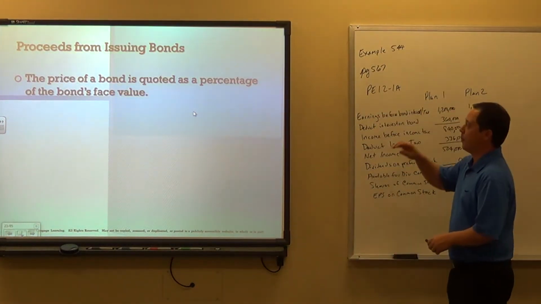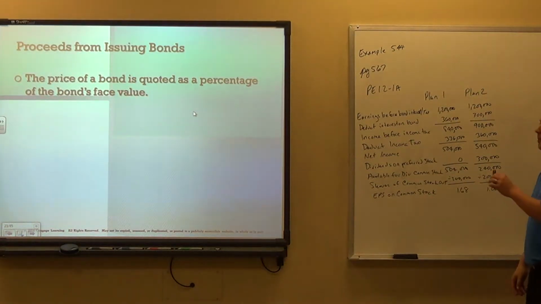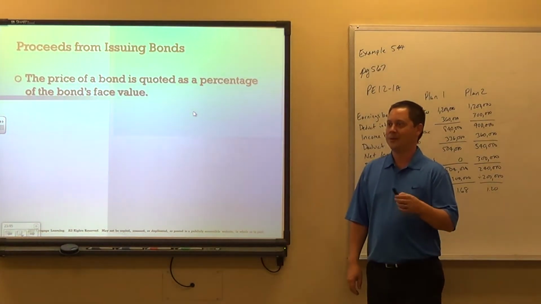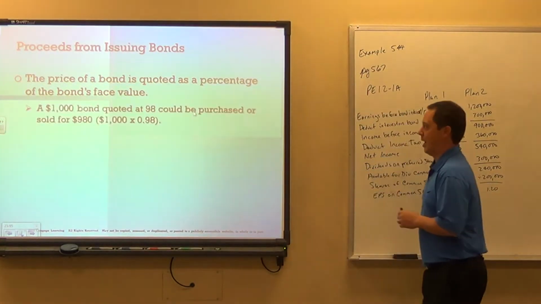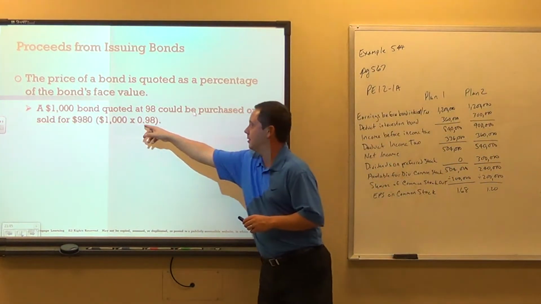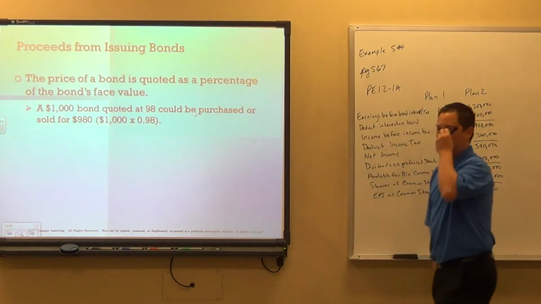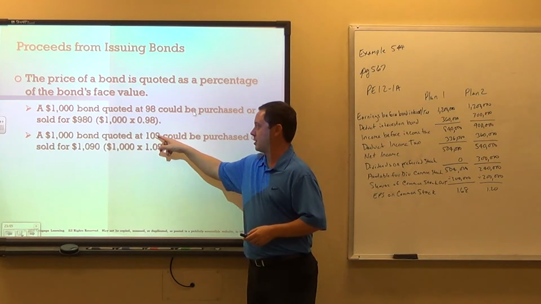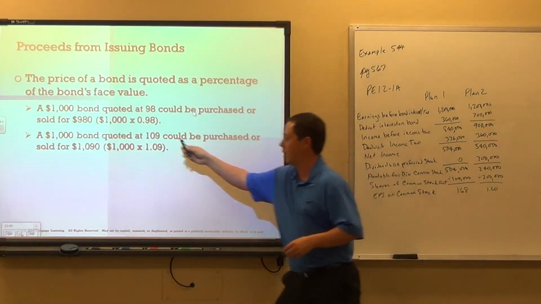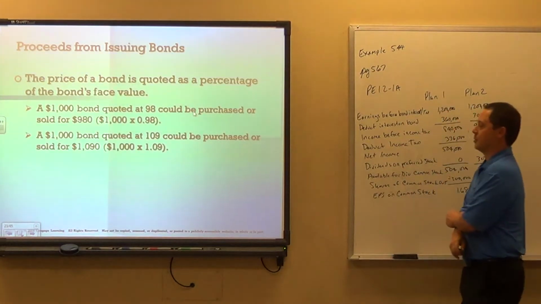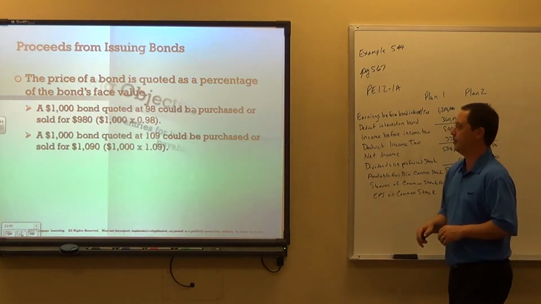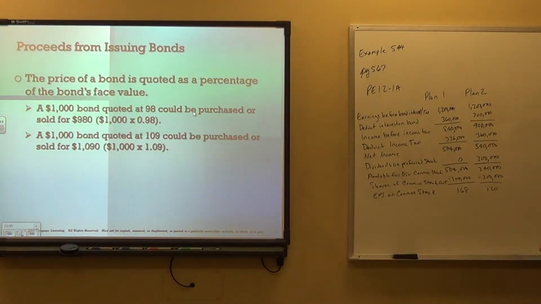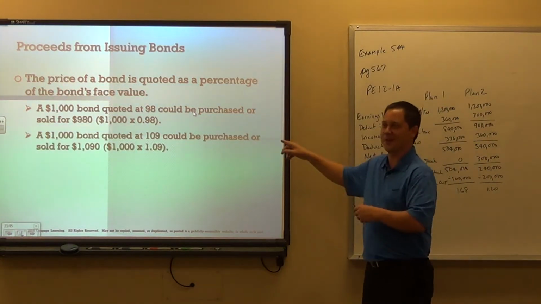All right. So the price of a bond is quoted as a percentage of the bond's face value. You'll see it as 98 or 102. That means it's a percentage of the face value. So when you see 98, it's $980. This one's a little bit more than that. It's 109, which is 109%, or $1,090. So that's how you'll see it in the terms there. Questions on how all that works? We'll work on some problems with all this in just a few moments.